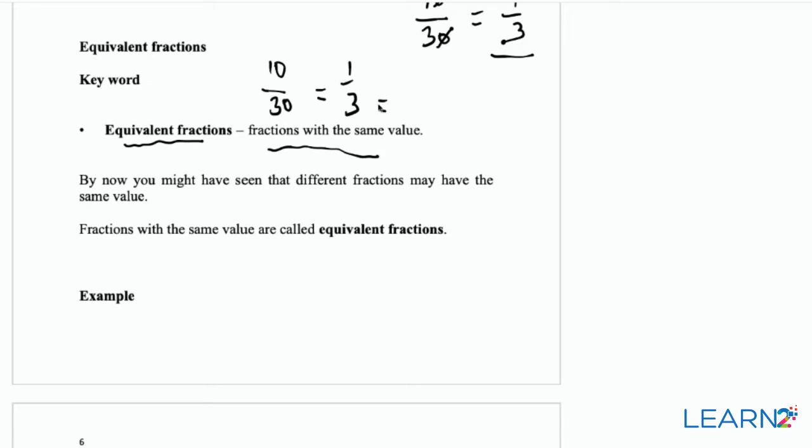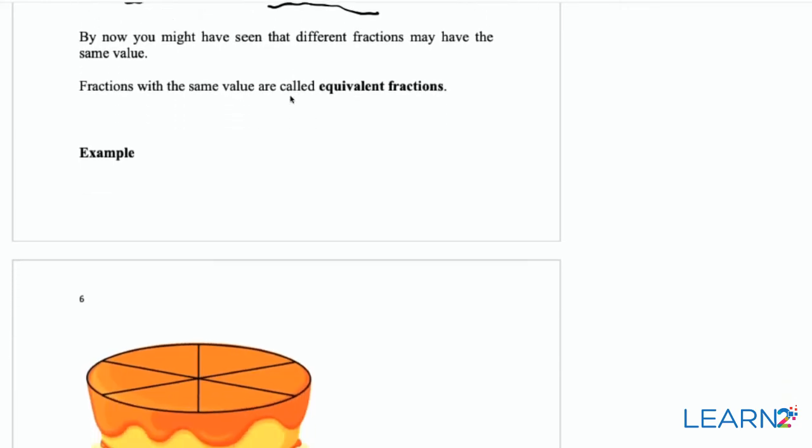And the way you can work out equivalent fractions is if you multiplied any of these by the same number at the top and the same number at the bottom, you'd get an equivalent fraction. 1 times 3 gives you 3. 3 times 3 is 9. So 3 over 9 and 1 over 3 and 10 over 30 are all equivalent fractions.